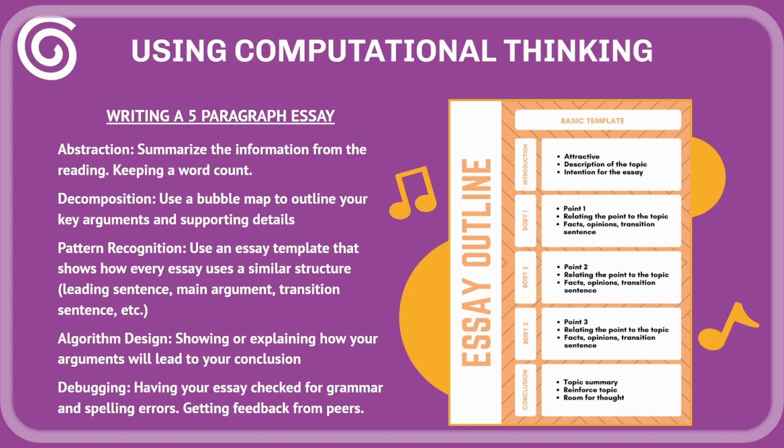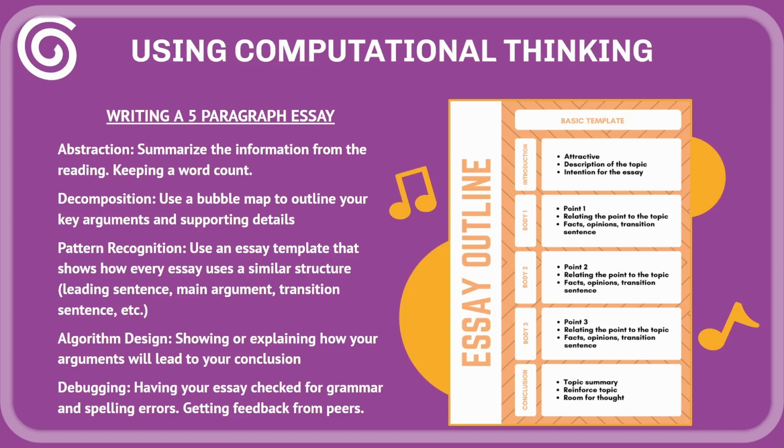Now let's bring this all together with an example outside of computer science, the 5-paragraph essay. It's something every student has to learn as it prepares them to make persuasive arguments. Writing an essay uses all 5 parts of computational thinking, whether students and teachers are aware of it or not. Using abstraction, a student would first summarize the information from the reading, using a word count to make sure they are including only the most important information to use in their essay. Next, using decomposition, the student could use a bubble map to outline their key arguments and supporting details.